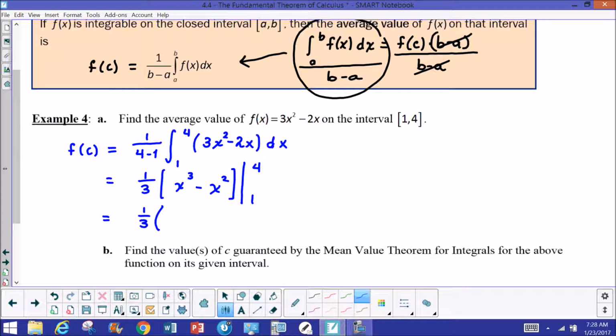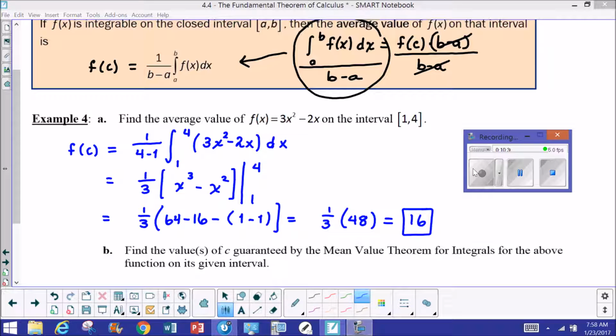Plugging in our 4 to the third power, 64, 4 to the second is 16, and then subtract the quantity, what we get when we plug 1 in as a boundary. 1 to the third is 1. 1 squared is also 1. Those are going to cancel. So we're going to be left with 1/3 times 64 minus 16, which I believe is 48. And then 1/3 times 48 is going to be 16. So 16 would serve as the average value of our function f of x here on that given interval.